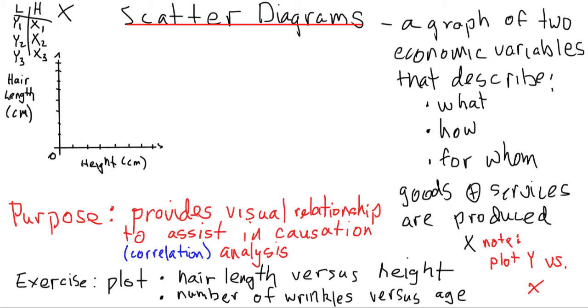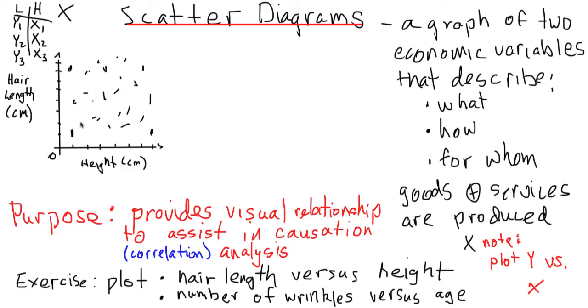Consider hair length versus height. Do you think that there is any type of relationship between the two? I know people who are short that have short hair. I know people that are short that have long hair. I know people that are tall that have short hair, and people that are tall and have long hair, and all points in between. If you look at this graph, can you say that there is a clearly defined pattern?